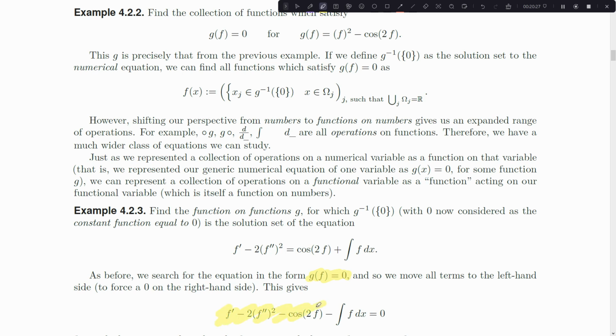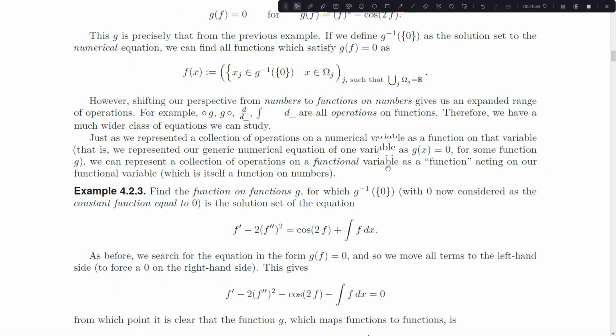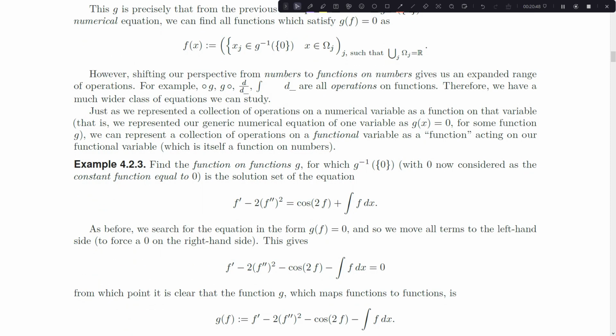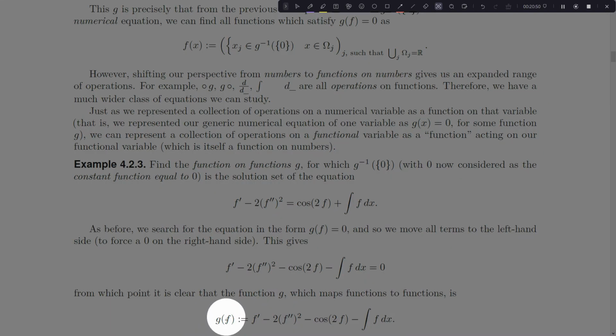Upon moving everything to the left-hand side, I define g. I define the map g. It's a function on functions, g. So I can define that map, which takes in a function and outputs a new function based on the left-hand side. So defining g as the left-hand side there, it's a perfectly valid function on functions to say, okay, I'm going to take in some function, I'm going to take its derivative, subtract 2 times its second derivative squared, minus cosine of 2 times the function, minus the antiderivative of the function. That's a perfectly valid map from functions to other functions.